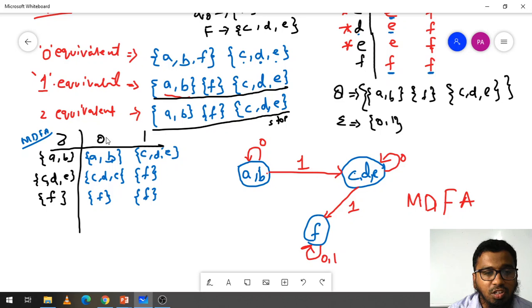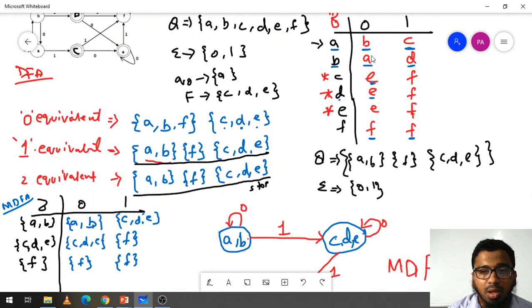A, B on 0. A on 0 is going to B. B means, do we have B separately? Here we combined A, B. So directly you can write A, B here. Next, A comma B on 1 is going to C. So is C a separate set? No, C, D, E is mixed, combined. So for that we have taken C, D, E.